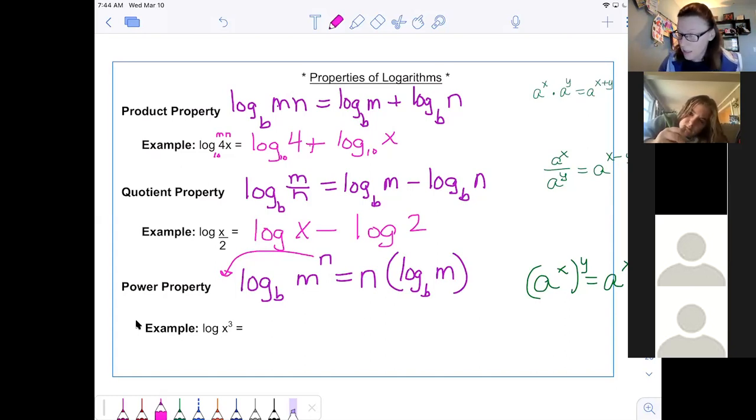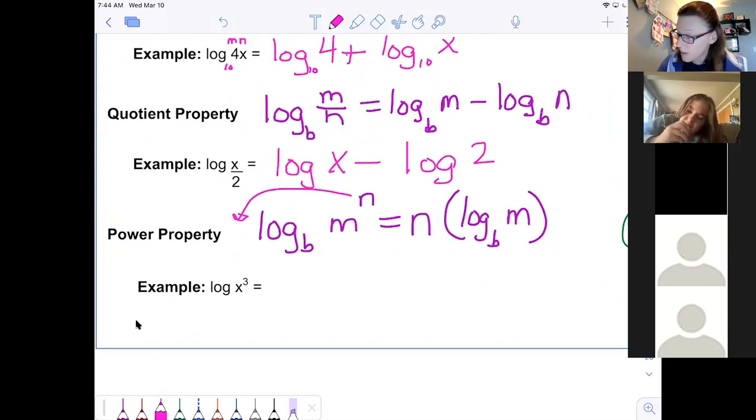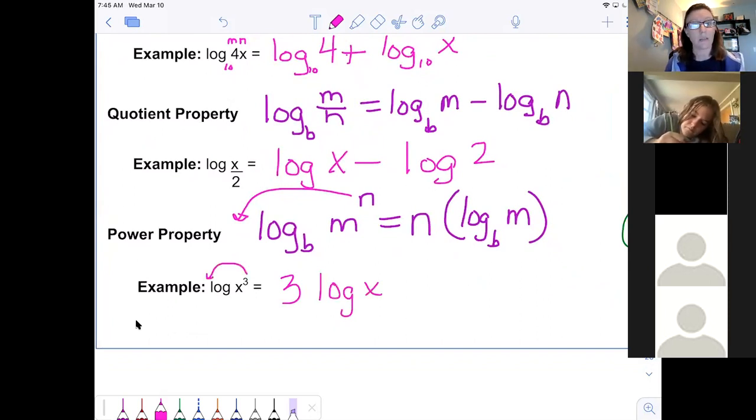So looking at the last example, we have the log of x cubed. So this becomes 3 times the log of x. So the exponent moves and becomes multiplication.